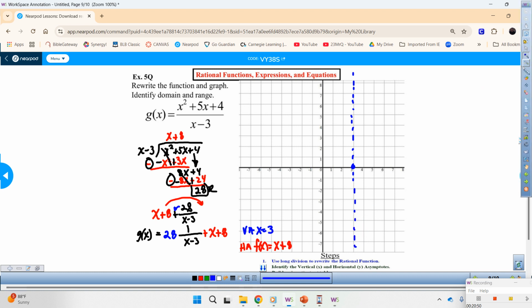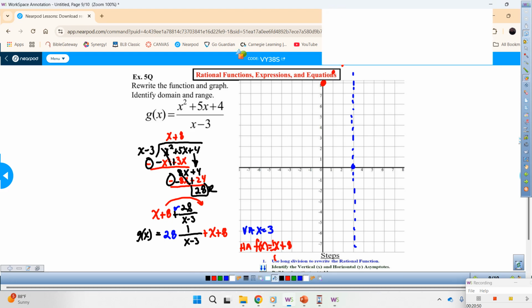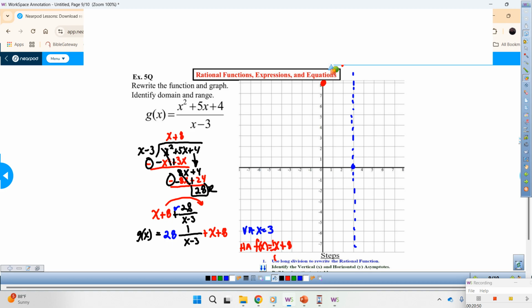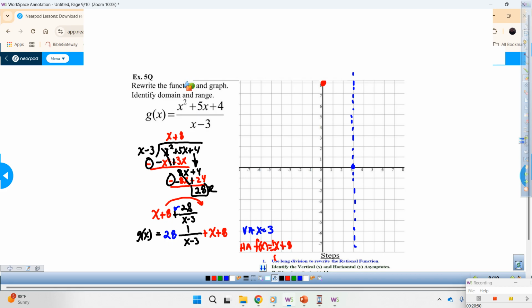Our HA is x plus 8, so I start at 8. And our slope is 1 up, 1 to the right, 1 up, 1 to the right. You know what? Let me wipe this out from the top. All right, so I said at 8, go 1 up, 1 to the right, 1 up, 1 to the right, 1 up, 1 to the right, and so on and so forth.